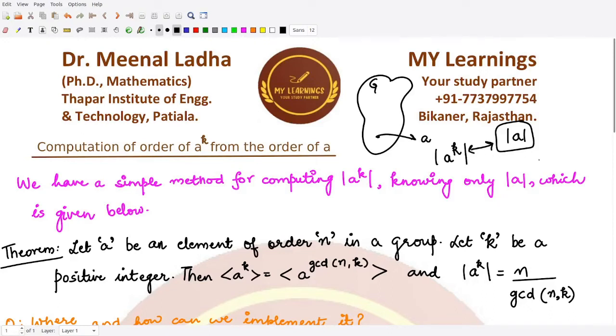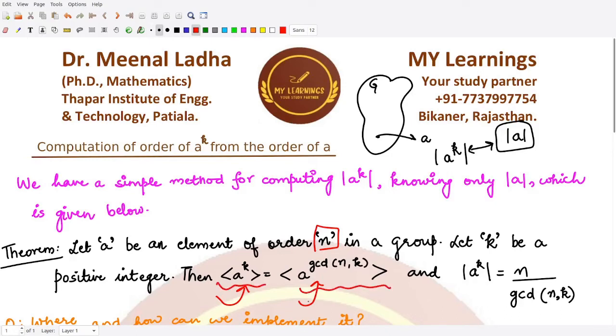The result tells us that if A is an element which has order n, so n is the order of this element A, which is a member of some group G, then if k is a positive integer, the group which is generated by A raised to power k is equal to the group which is generated by A raised to power the GCD of n and k. So these two are equal to each other.